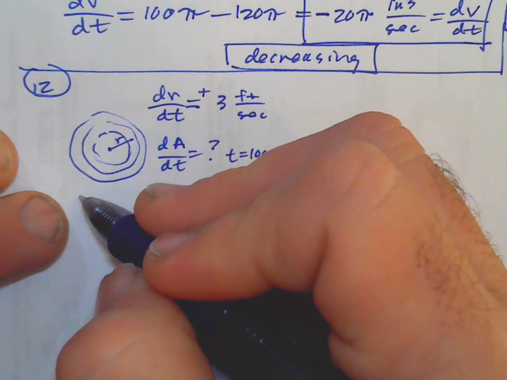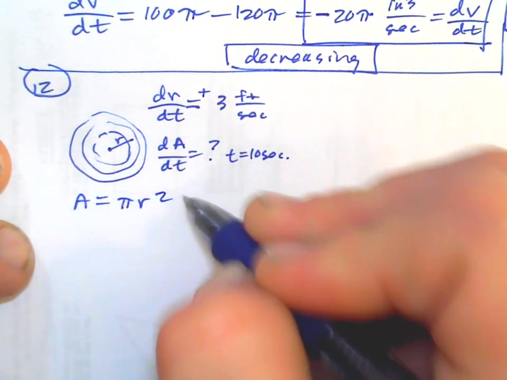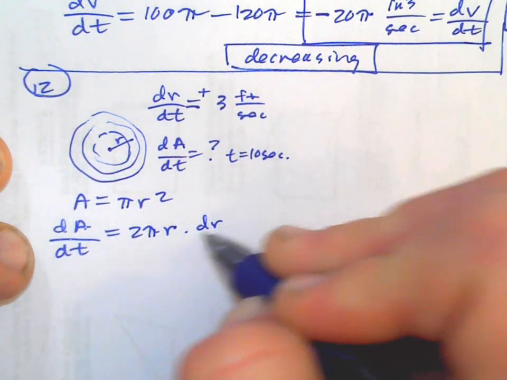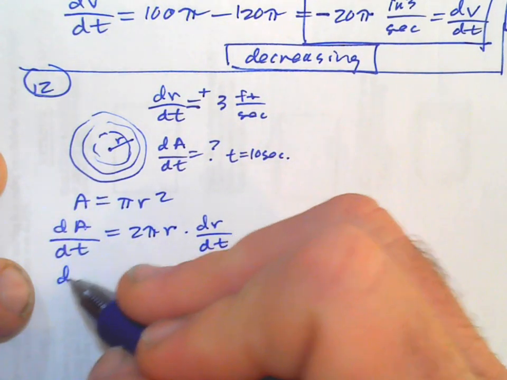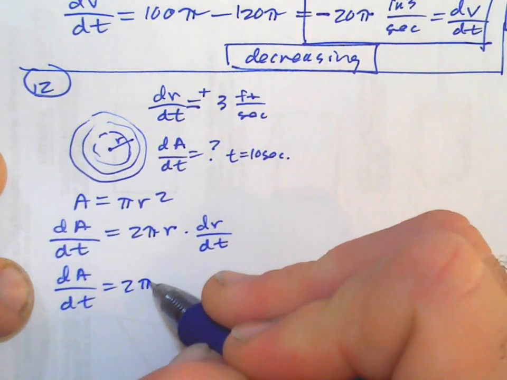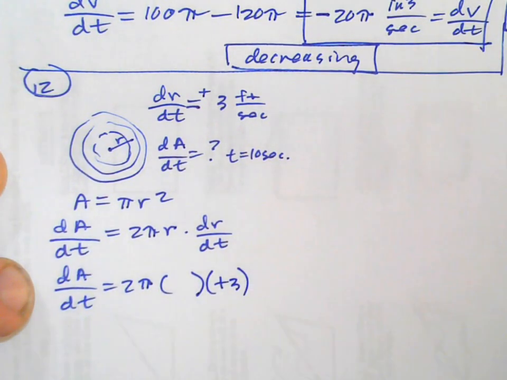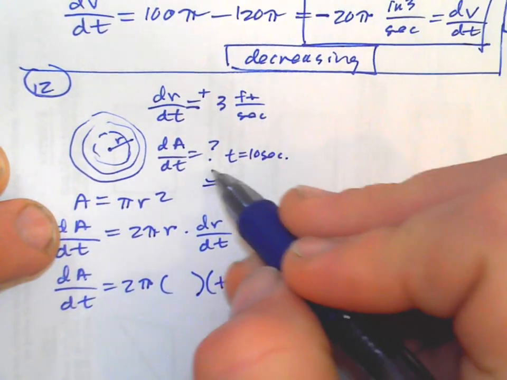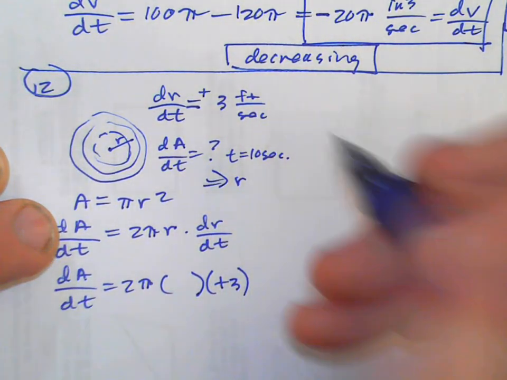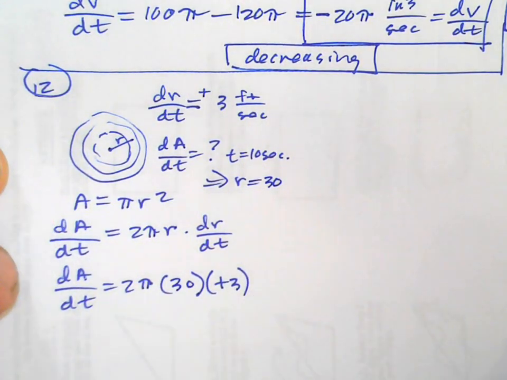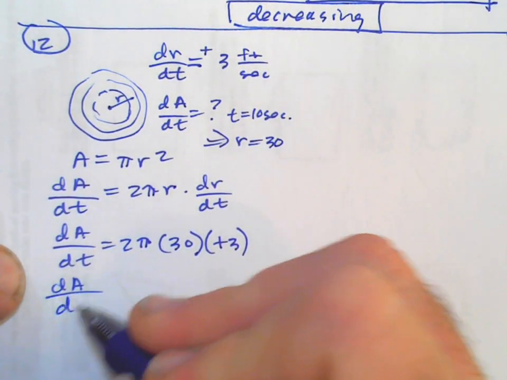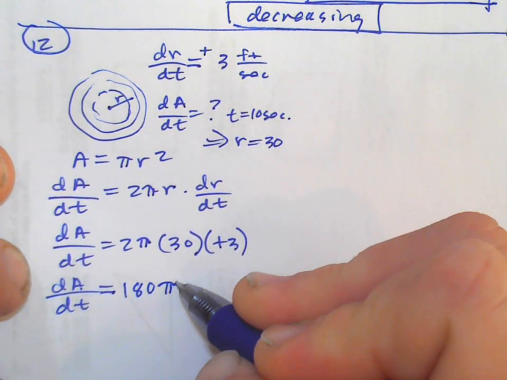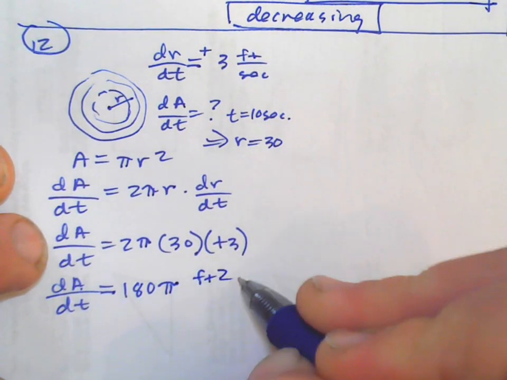So we need a relationship between A and R. So that's A equals pi R squared, area of a circle. We've got to take the derivative of it implicitly. dA/dt equals 2 pi R to the first power dr/dt. And so dA/dt equals 2 pi, we don't know what r is. dr/dt is positive 3, so what's r? It's not 10, it says after 10 seconds. But if it increases 3 feet per second, then what would the radius be after 10 seconds? The radius is going to have to be 30, right? So you've got to be a little creative there. So dA/dt equals 2 pi times 30 times 3, that's 180 pi. The units should be area, so the units are feet squared per second.